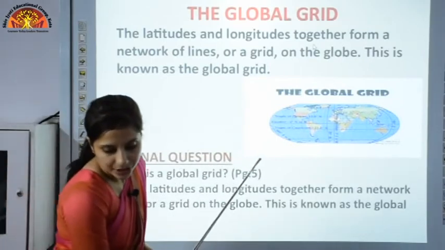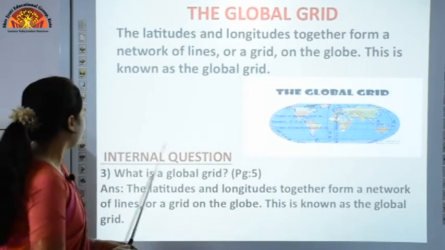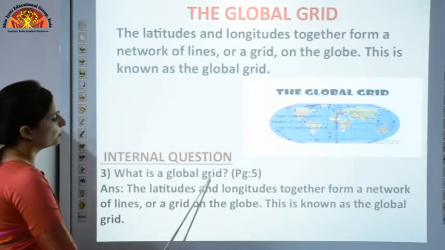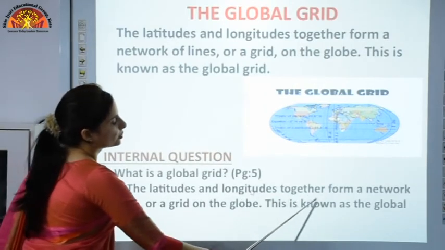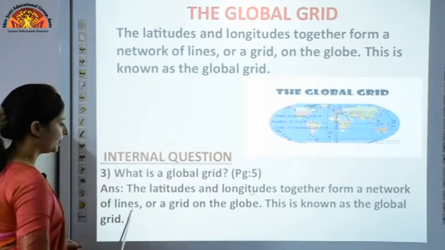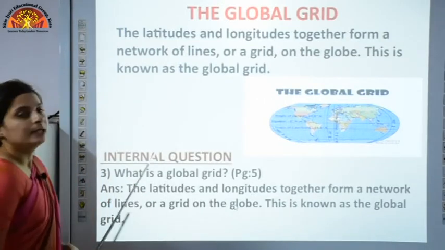Here you have one more internal question. Take out page number 5. Under the heading global grid, write down the question, what is a global grid? And mark the answer. The latitudes and longitudes together form a network of lines or a grid on the globe. This is known as the global grid.